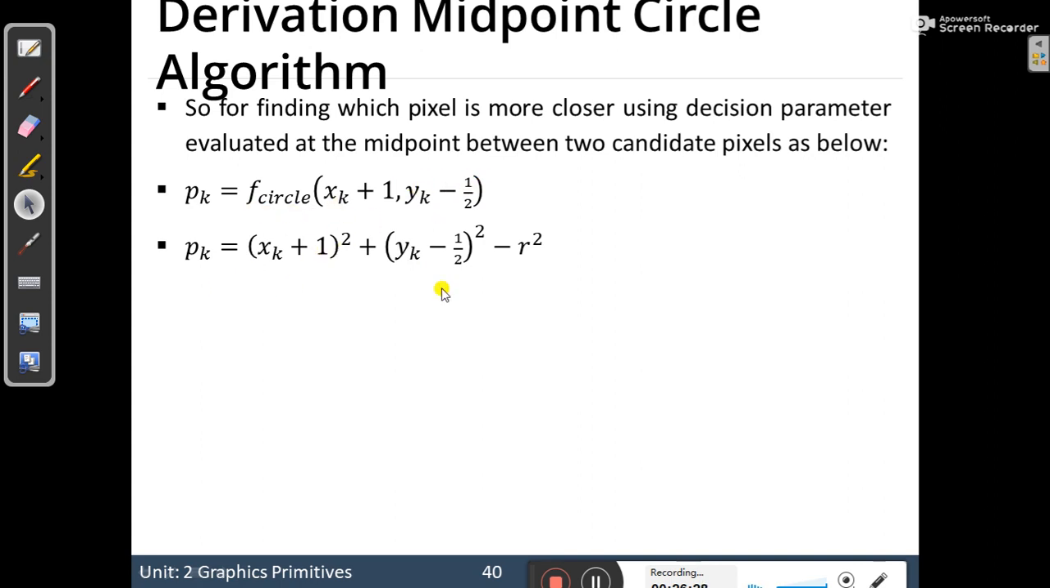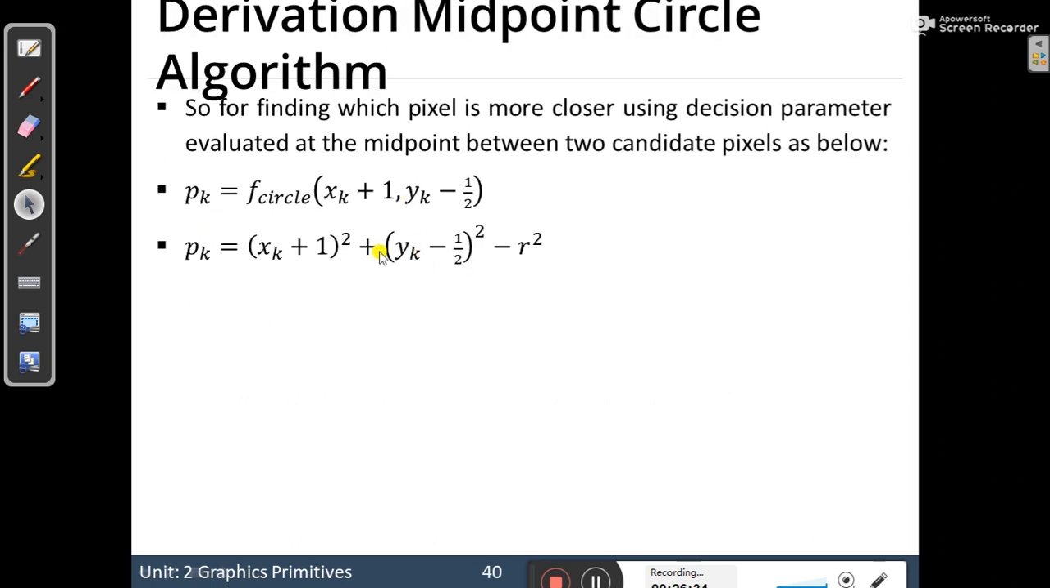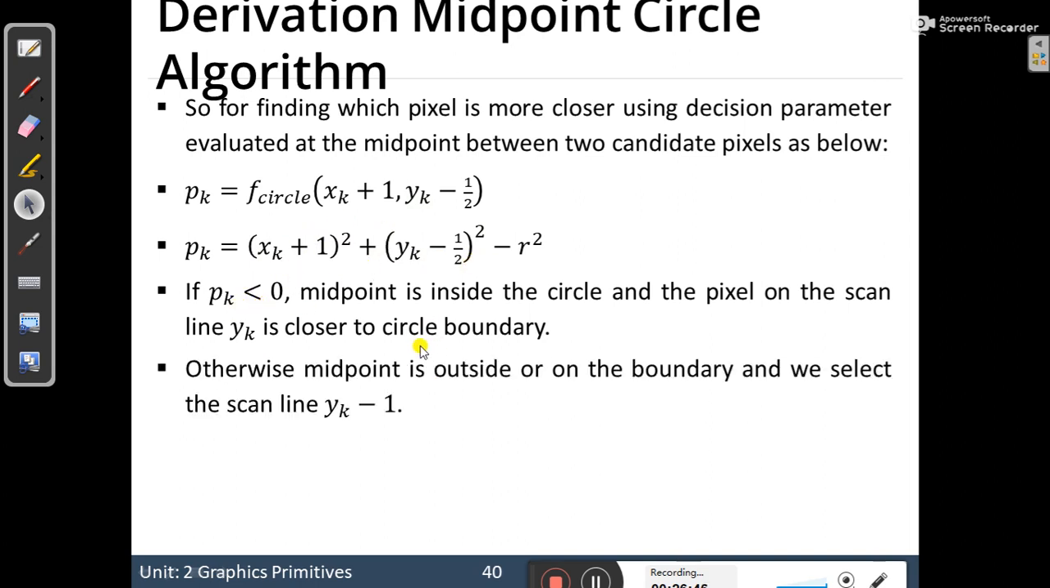Now the function of the circle is given in the previous slides, so we will use this equation. Here we plot the point: xk plus 1 whole square plus yk minus half whole square minus r square. If pk is less than 0, this value is less than 0, so the midpoint is inside the circle, and the pixel on scan line yk is closer to the circle boundary. Otherwise the midpoint is outside or on the boundary, and we select the scan line yk minus 1.